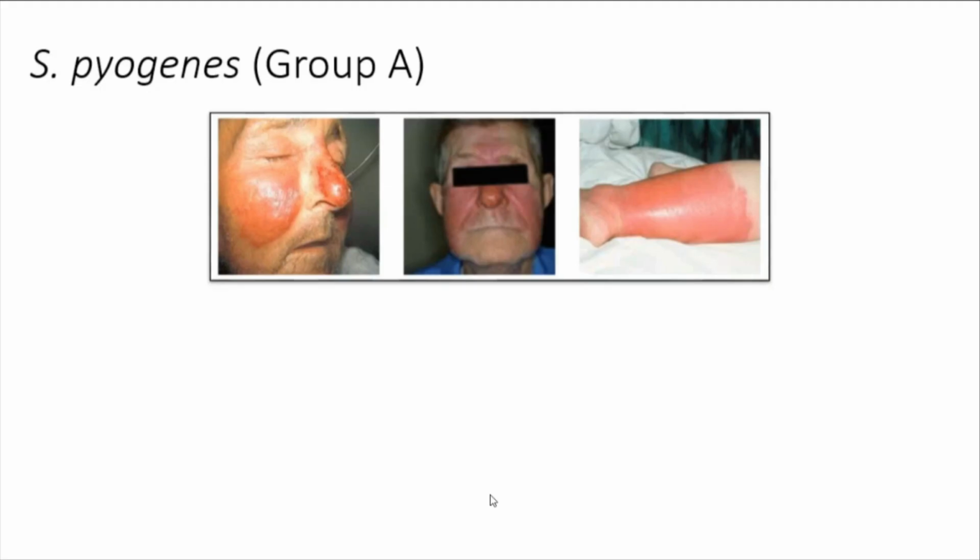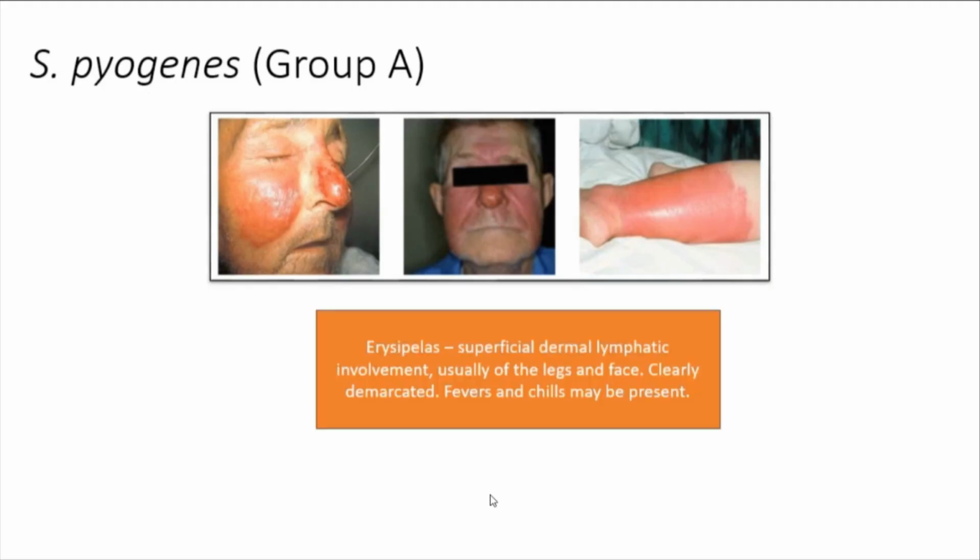And so some of the syndromes, what do you guys call this one? Erysipelas, good job. And the key there is that it's clearly demarcated. We see pictures of it on the leg. We also see it on the face. They can look pretty sick with fevers and chills.